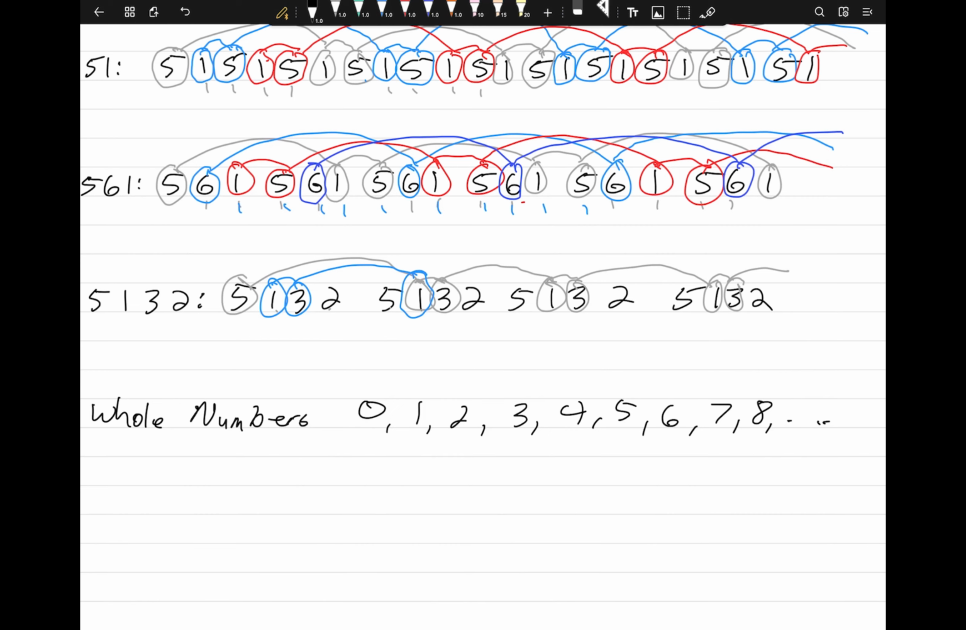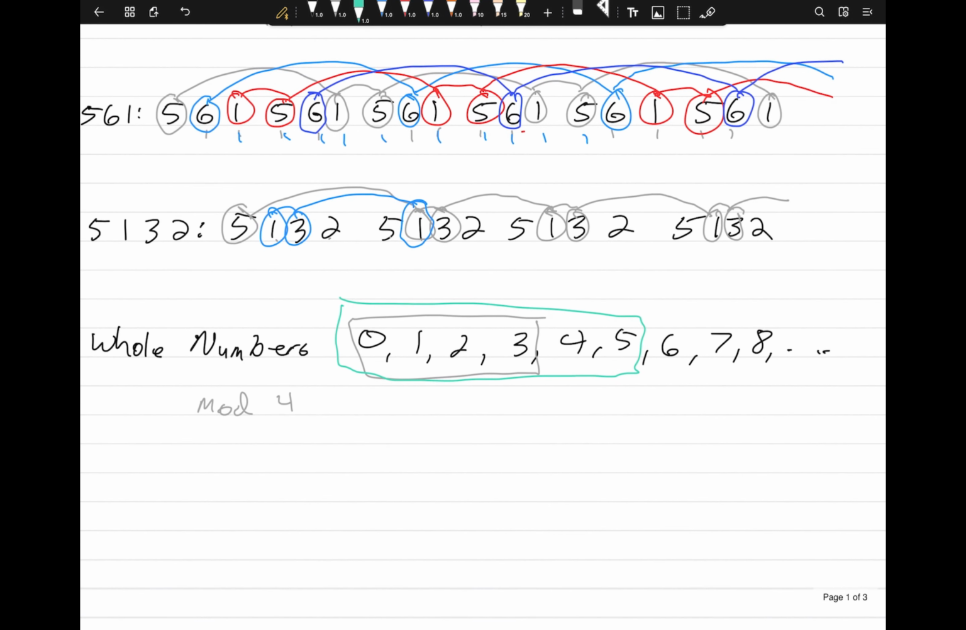And what modular numbers do is they limit which numbers you're allowed to use by telling you how many whole numbers you can use starting from 0. So for example, mod 4 would mean you can use the first 4 whole numbers, versus mod 6 means you could use the first 6 whole numbers. Okay, so when you're dealing with modular numbers, the numbers start as we would kind of expect them to start.